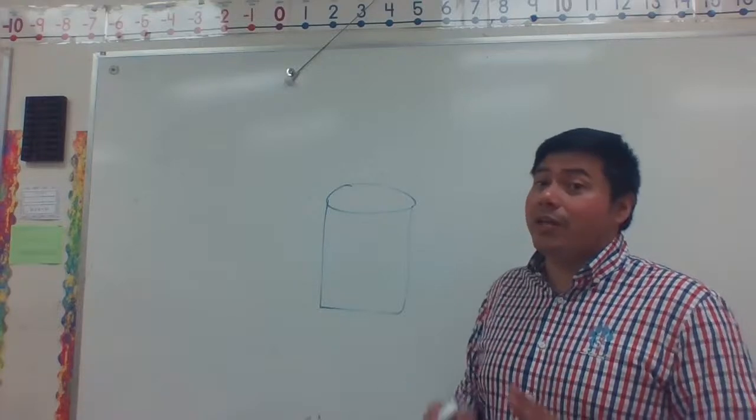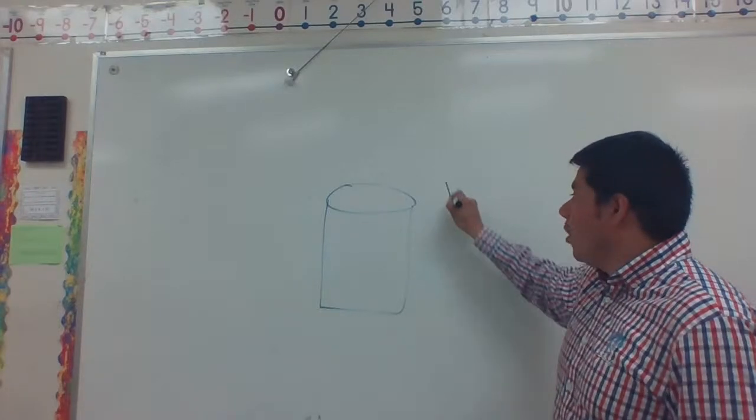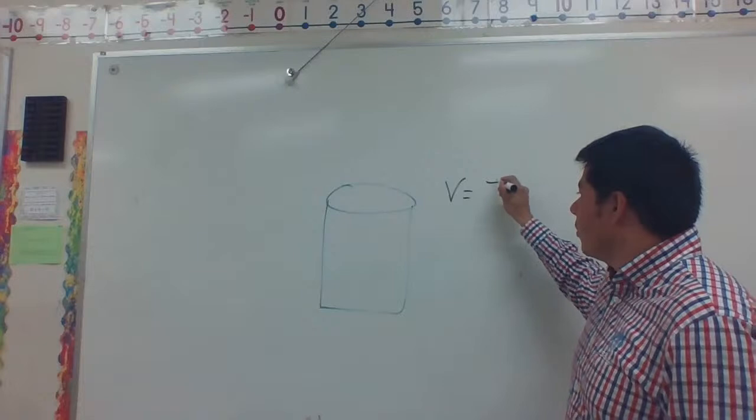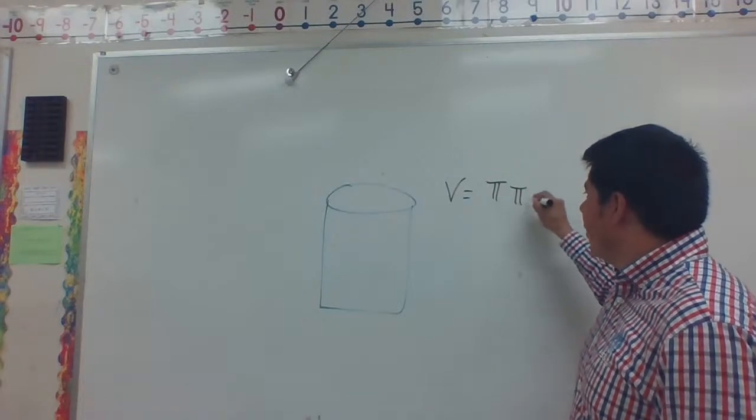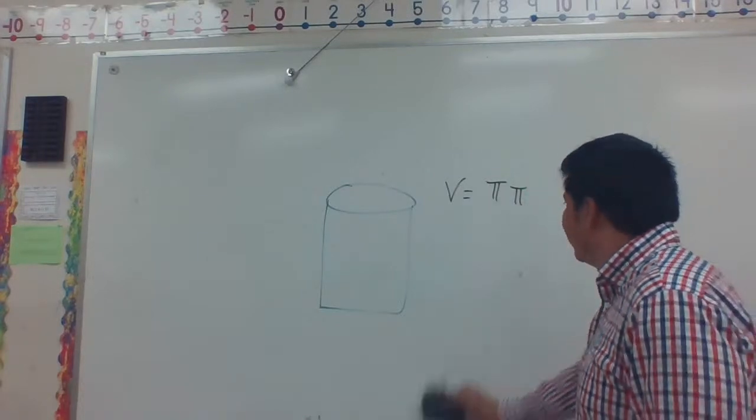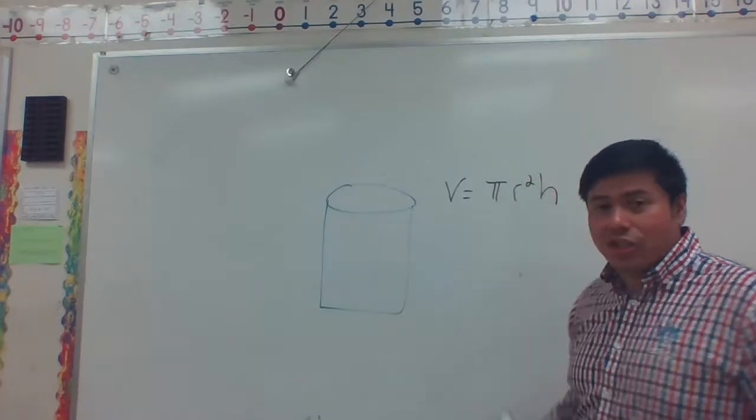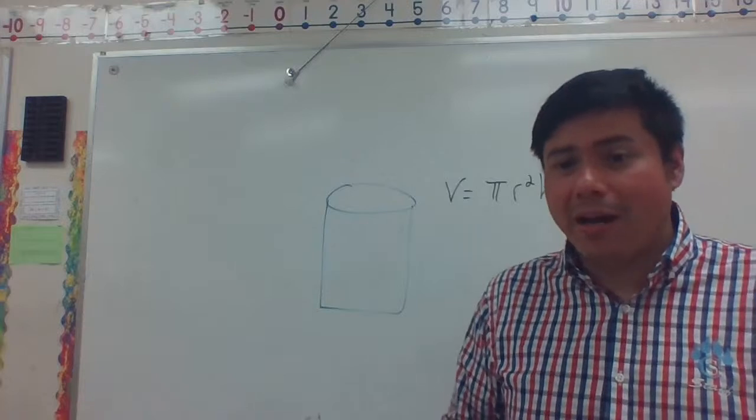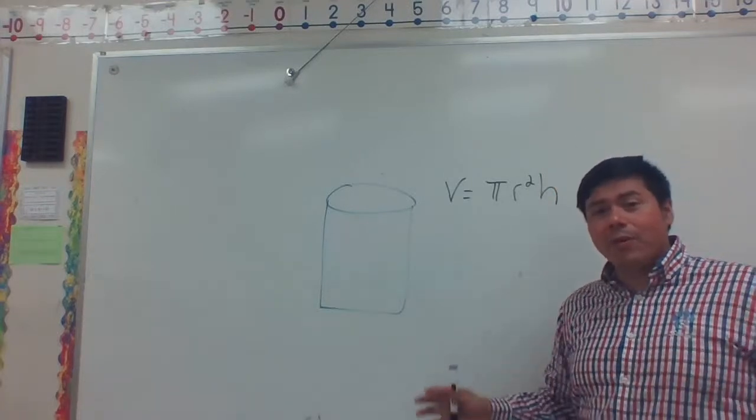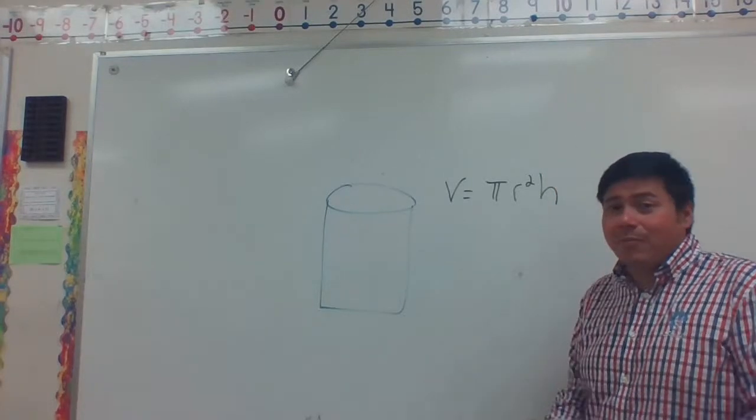There's the formula that you need to know, and there's no other way around it. It's volume equals pi r squared h. That's the formula that you need to know. Pi r squared h. There's no way around it. You just have to memorize that.